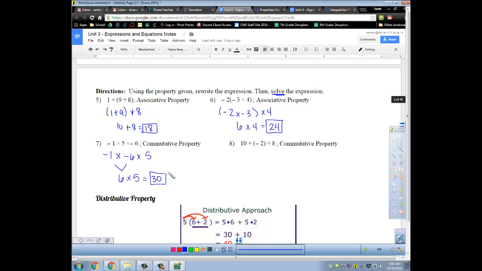So some people might already do this in their head. You just don't realize that there's a name for it. Number 8, again, I like to have numbers with the same sign by each other. So I'm going to switch my negative 2 and my 8 so I have my positives right by each other. 10 plus 8 is 18, plus negative 2 is 16. Okay, if you have any questions, please let me know.